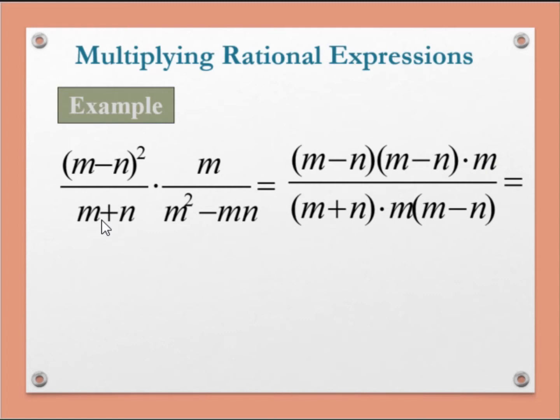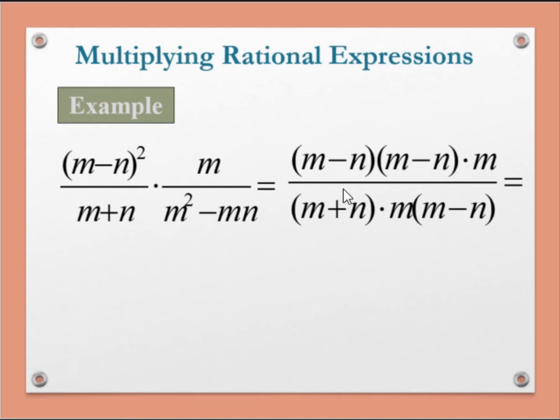For our denominator, we have here m plus n, and we can no longer factor it, so we just copy. For the second denominator, m squared minus mn, the common factor is m, and the remaining factors will be: m squared divided by m is m, and negative mn divided by m is negative n. Therefore, the factors of m squared minus mn are m times the difference of m minus n.